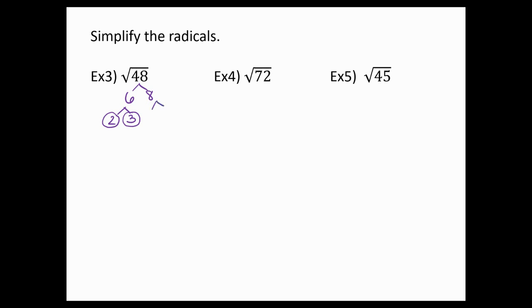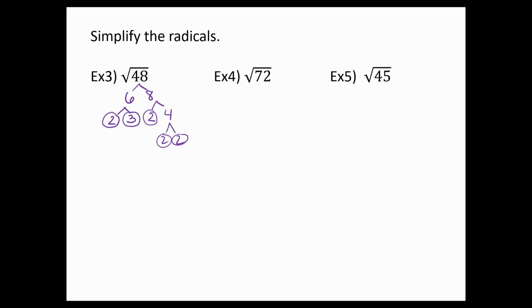Then I'm going to go back to my 8 and break it down. That would be 2 and 4. 2 can't break down. 4 will break down into 2 and 2. So once I've broken everything down as much as I can, and I've circled all my end results, I'm going to focus on those numbers that I circled.